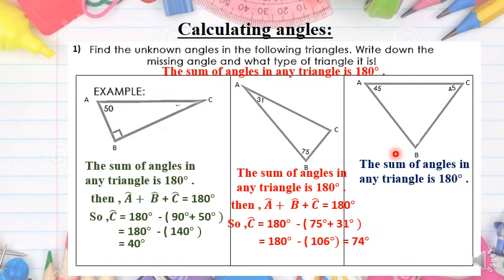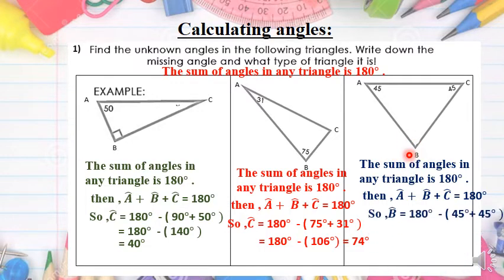First, the sum of angles in any triangle is equal to 180 degrees. So, angle A plus angle B plus angle C is equal to 180 degrees. So, to find the measure of angle B, we subtract angle A plus angle C from 180. Which angles do we add, angle A plus angle C, to subtract from 180 degrees?